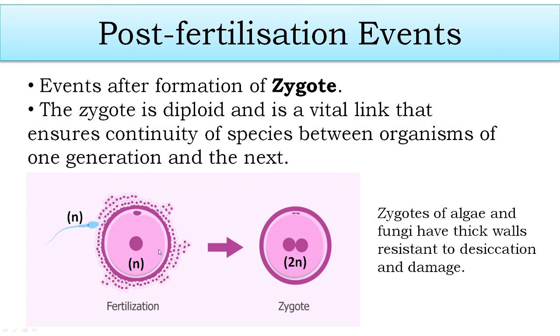Human egg has 23 chromosomes, and sperm has 23 chromosomes, and the zygote has 46 chromosomes. So the haploid becomes a diploid zygote. And the zygote ensures the continuity of the species between organisms of one generation to the next.